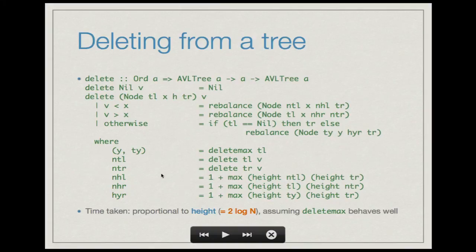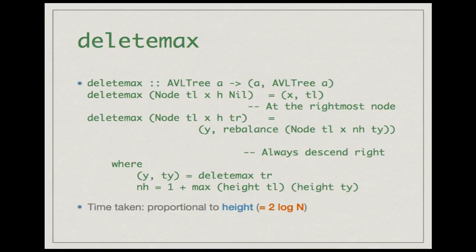Again, the time taken by this operation is proportional to height, which is 2 log n, assuming delete max behaves well. But delete max does indeed behave well, and the implementation is just like earlier, modulo adjusting the heights. Again, time taken is proportional to twice log n.